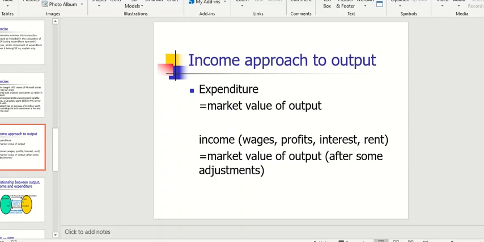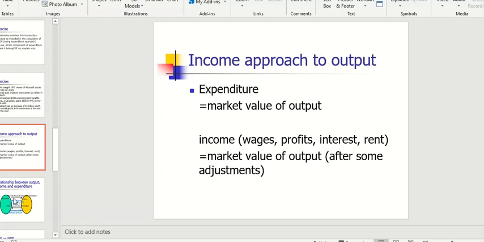So there are different types of income: wages earned by workers, profits earned by business owners, entrepreneurs, interest earned by creditors, and rent earned by landlords. Theoretically, when we sum up all these income earned by domestic factors of production, it should be equal to the market value of output, which is GDP.